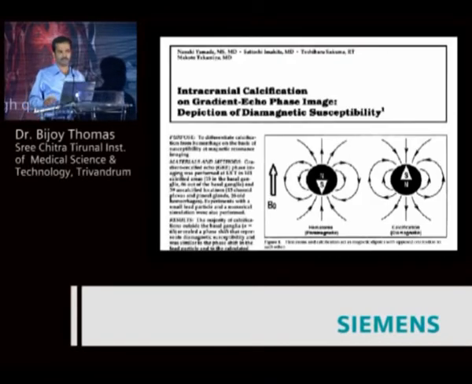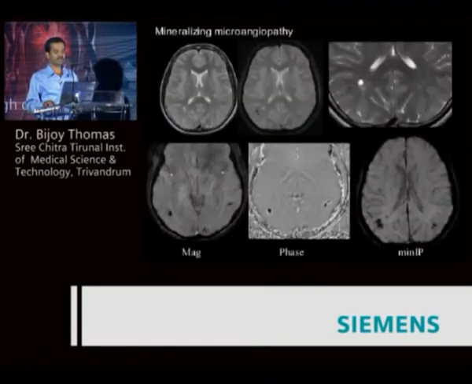So this is a classic paper from Yamada. It's on a conventional gradient echo sequence. You can see that the paramagnetic hematoma and calcification, which is diamagnetic, have exactly opposite, 180-degree phase difference, and based on that you can actually differentiate.